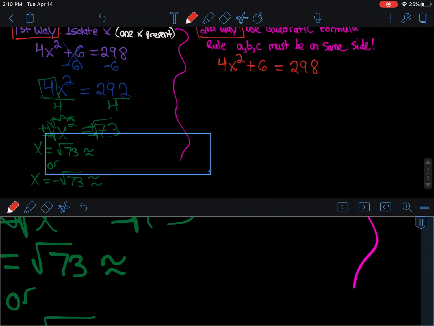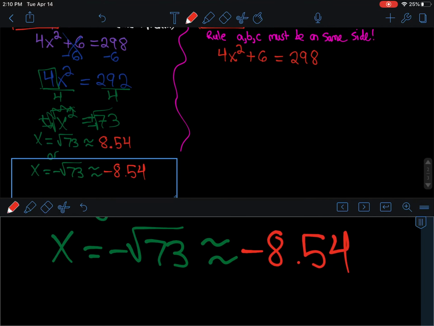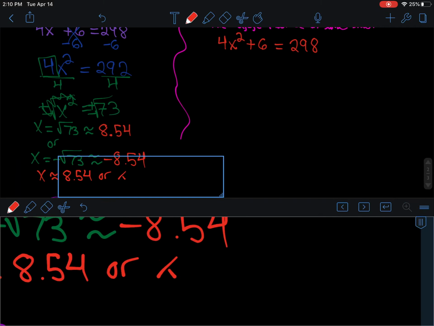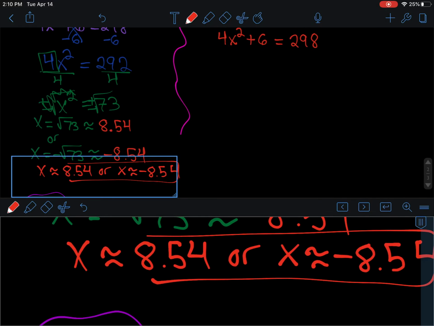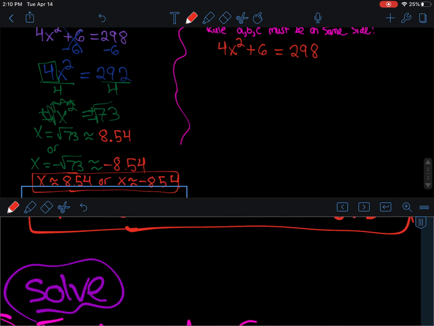So you get an answer of 8.54, or you get negative 8.54. So in this case, my two answers are x is about 8.54, or x is about negative 8.54. Again, those are my answers for my x-intercepts, or my solutions in that case.